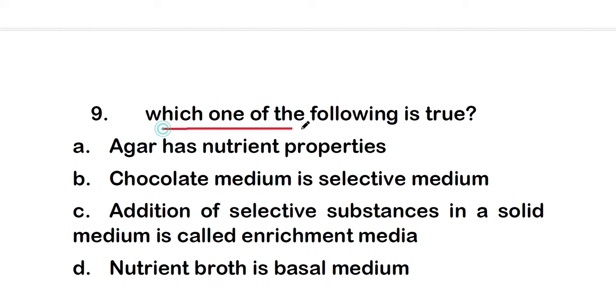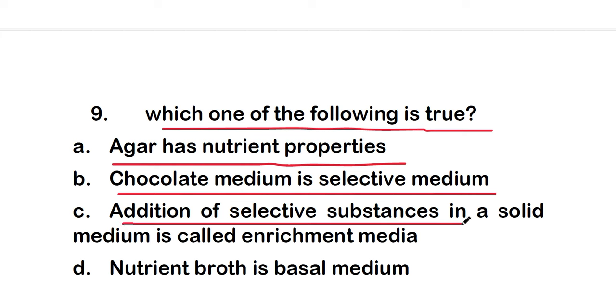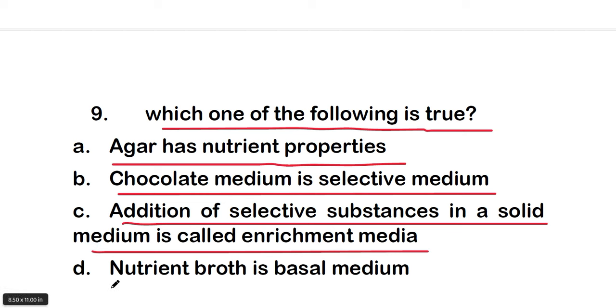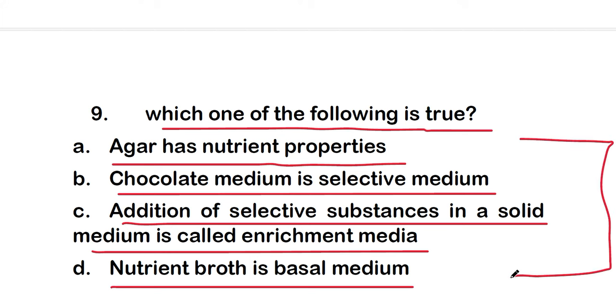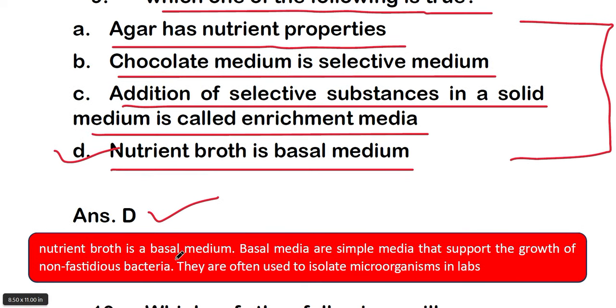Which one of the following is true? And the options are option A, agar has nutrient properties, option B, chocolate medium is selective medium, option C, addition of selective substances in a solid medium is called enrichment medium, option D, that is nutrient broth is basal medium. So which one is true among these options? Okay, so the right answer is option D, that is nutrient broth is a basal medium. It is the only true option.